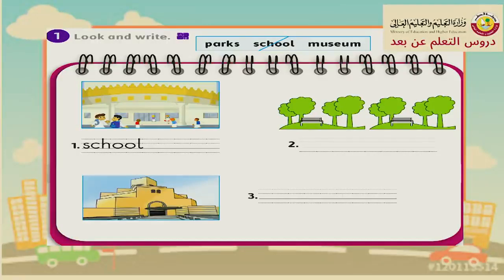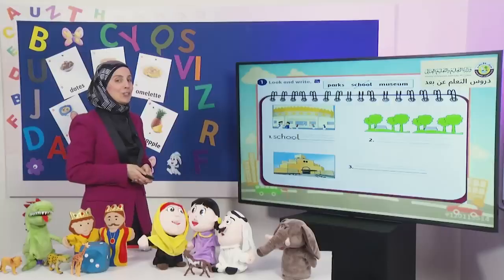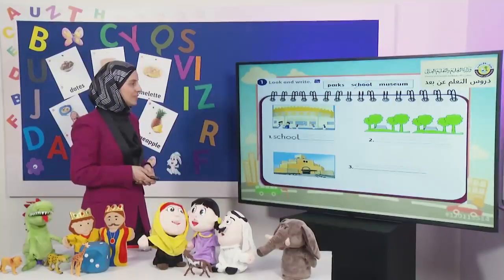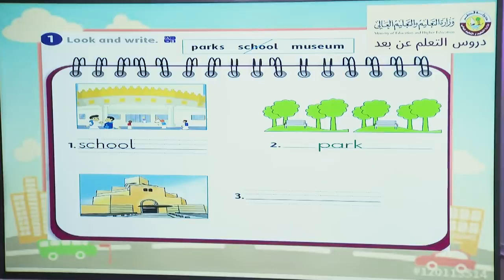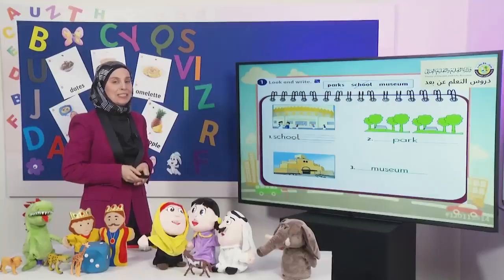Have you finished, my students? Okay, let's check your answers. Park, we have to put S. Add S to park. Next, what do we have? It's a museum. Museum. Excellent, my students. Now let's see what we have next.